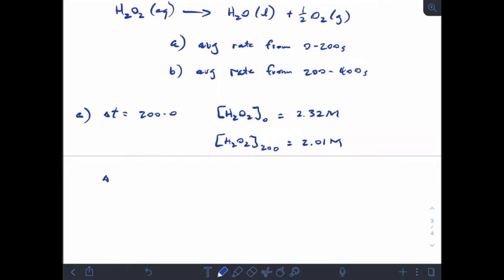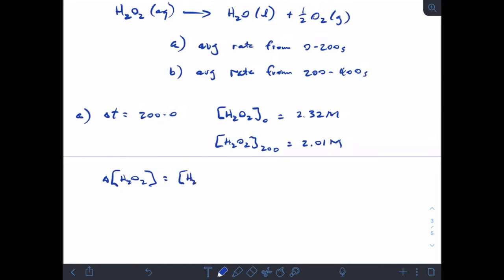Our delta peroxide equals our final minus initial, at 200 minus the concentration at time 0. That comes out to be negative 0.31 molar.